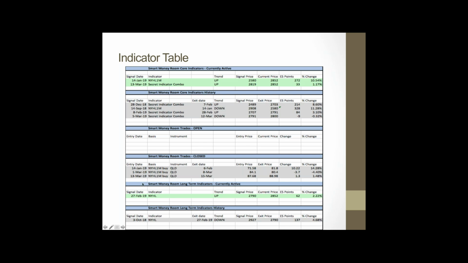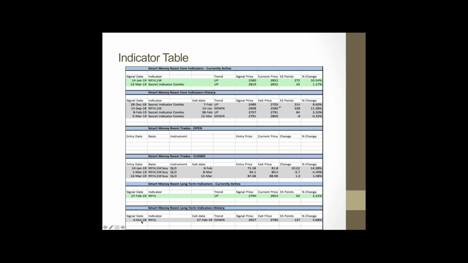And lastly, we've got the long-term indicator, which is just the NYHL 12-month version. We already looked at that. The main problem with that is that it is slow, but because it is slow, it's also a long-term indicator. And usually when we have a signal that triggers, it can stay for several months, maybe even a year or so.